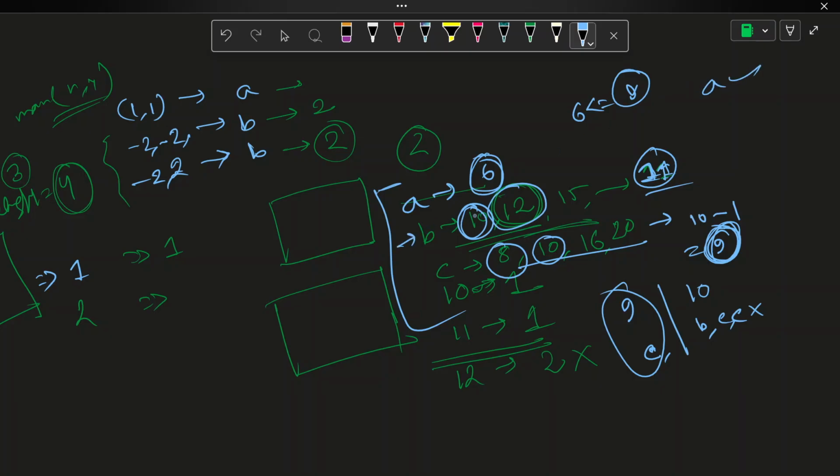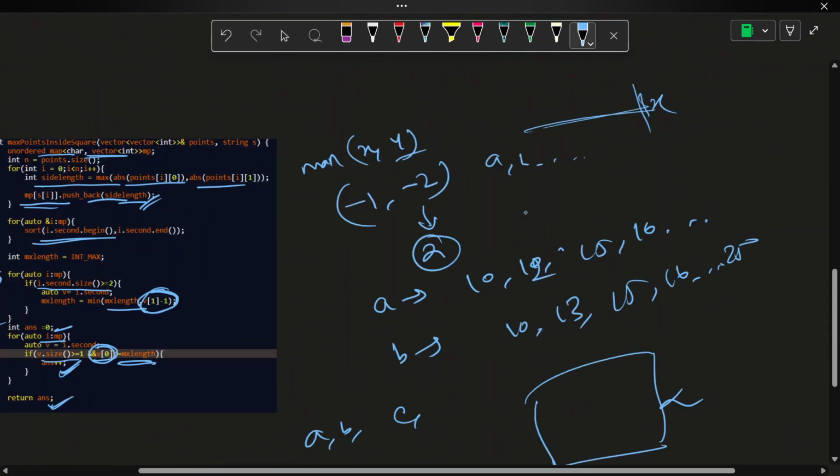Now we come to B. The minimum position length is 10. Is 10 less than or equal to 9? No. So I can't take B. Then I come to C. 8 is less than or equal to 9. Yes, so I can take C. So the answer will be 2. I can take only A and C, if I got it right.